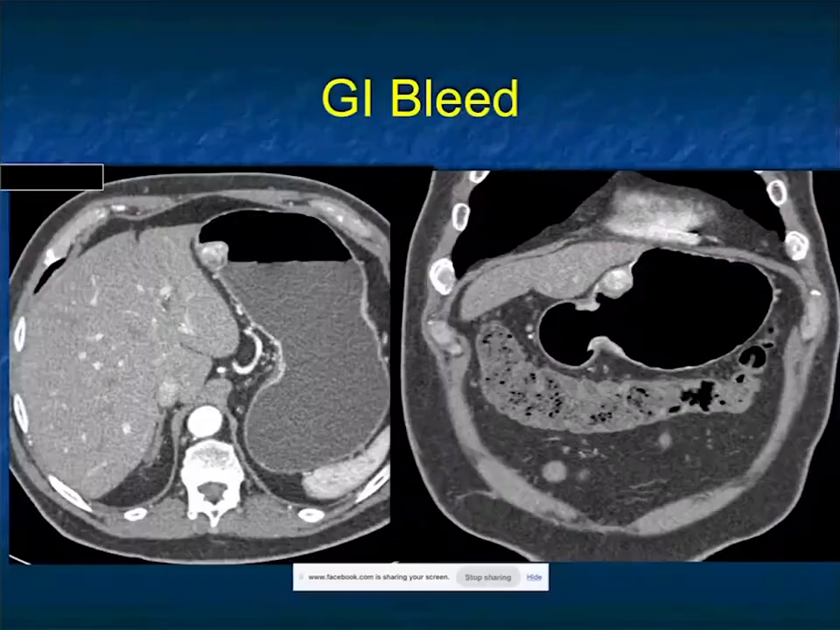GI bleed, there's a submucosal mass in the stomach that's high density. Yes, it could be calcification, but it's probably enhancing. What things occur in the stomach that enhance? Adenocarcinomas and most polyps are typically hypovascular.